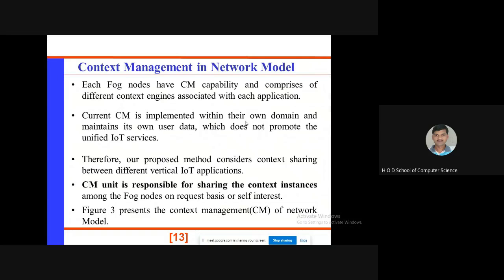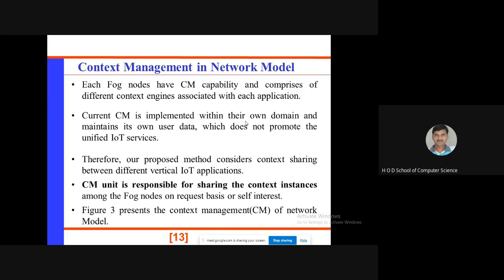Now let me clarify, if somebody puts a question like this: how can you take the number of context instances? Because in our model we assumed that each and every context is of the same size. So depending upon the buffer size, the number of context instances is fixed. It means a particular fog node has this much buffer, so it has a limitation of 25 context instances it can store at a time.